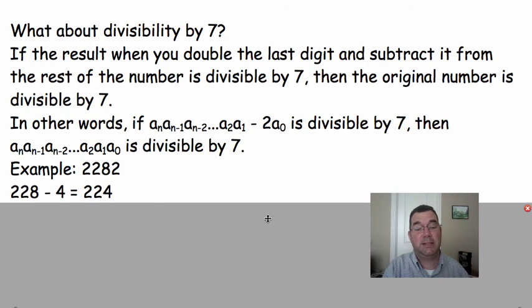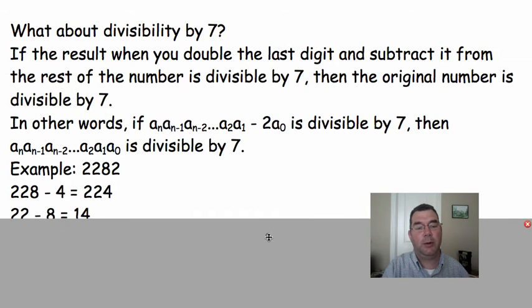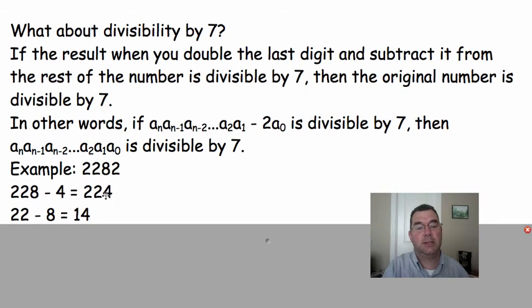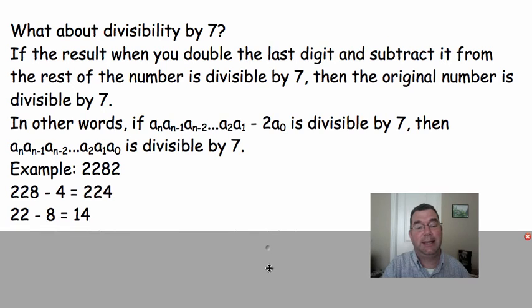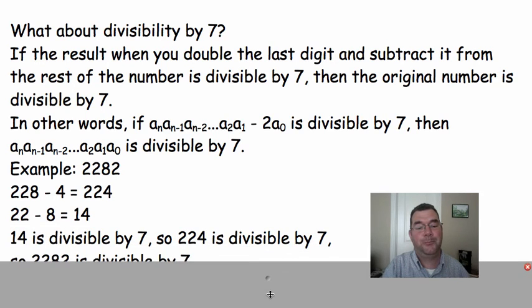Well, I don't know if that's divisible by 7 either, so I will go another step. I will use the 4 that's in the ones column, double that. That's 8. Subtract 8 from this 22 that represents the rest of the number. 22 minus 8 is 14. Well, I know that 14 is divisible by 7. That means that 224 is divisible by 7, and that also means that 2282 is divisible by 7.